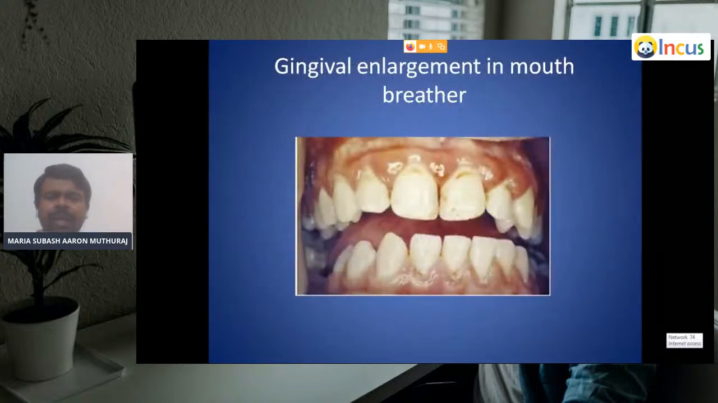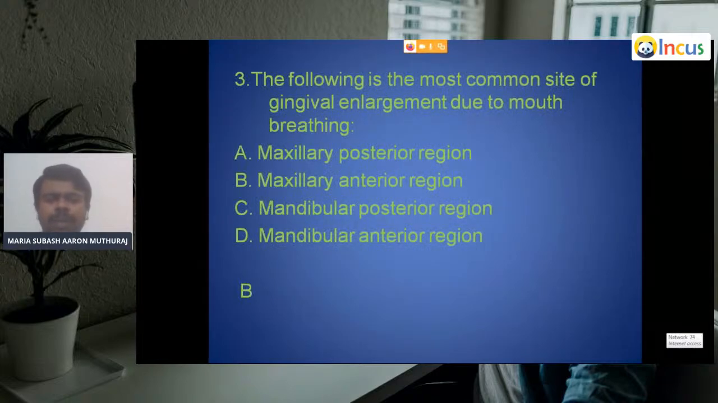Answer should be B. Here you can appreciate from this picture that in relation to the posterior region there won't be any gingival enlargement, but in a mouth breather, the facial gingiva of the maxillary anterior is more exposed to dryness due to mouth breathing. Therefore, this part is more commonly affected, whereas the lower facial gingiva of the lower anterior is relatively not affected. Therefore, the answer should be D.